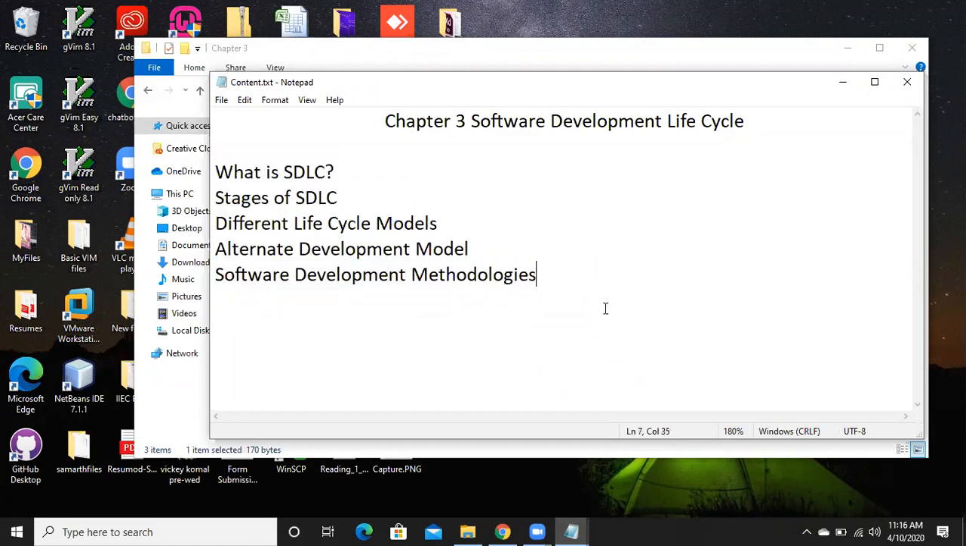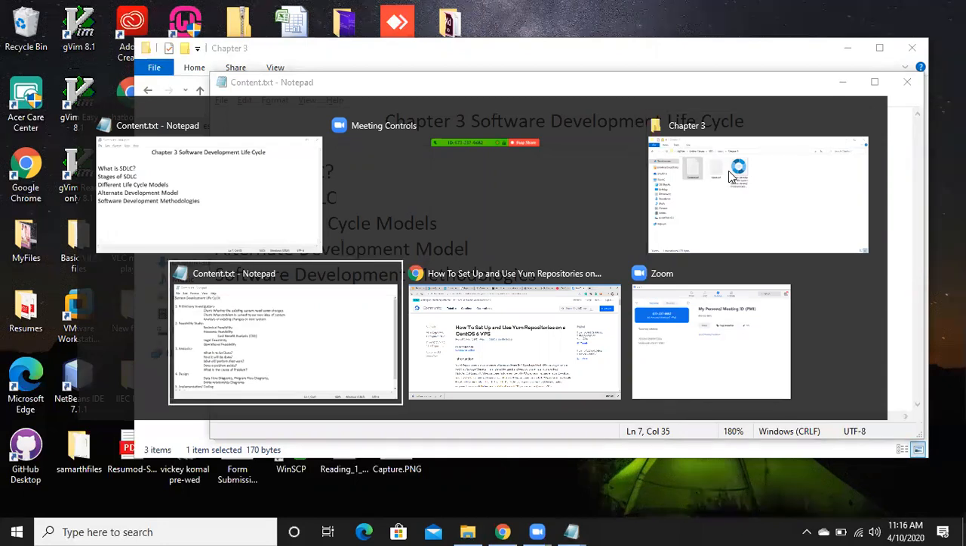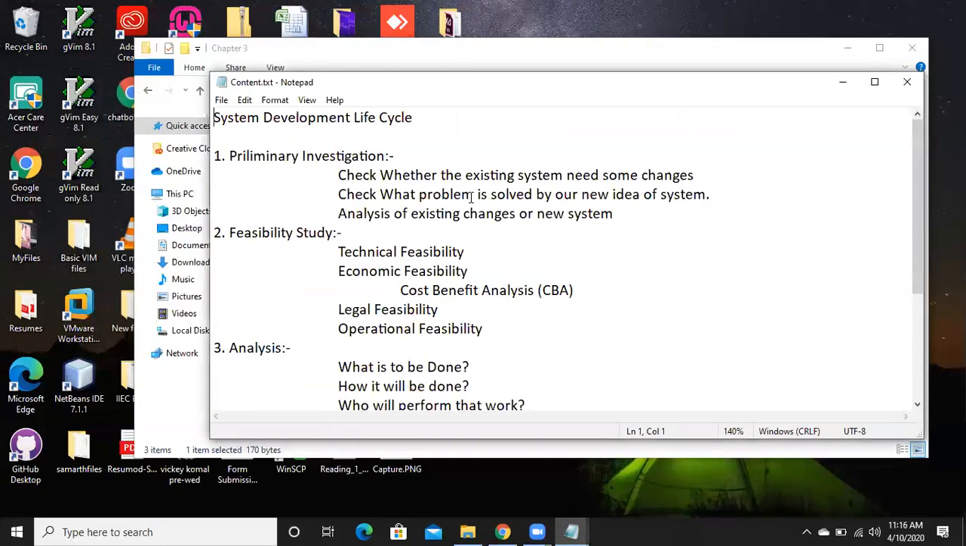Let's move to our first topic: what is the meaning of system development lifecycle. System development life cycle involves a set of steps which an organization has to follow in order to build a particular system on time and without any exceptions, right? System development life cycle provides a way by which we can develop our system very effectively, right?